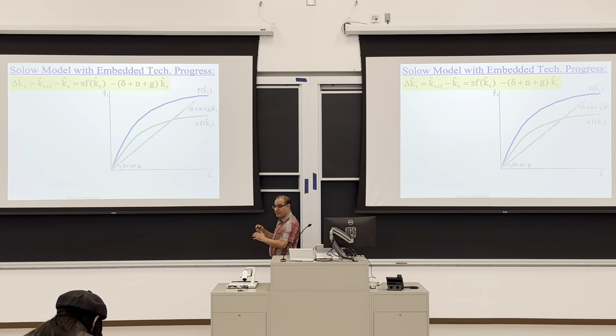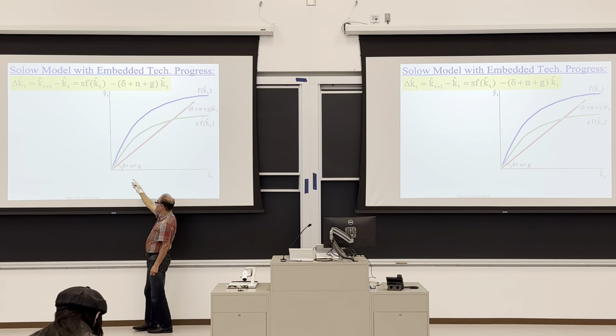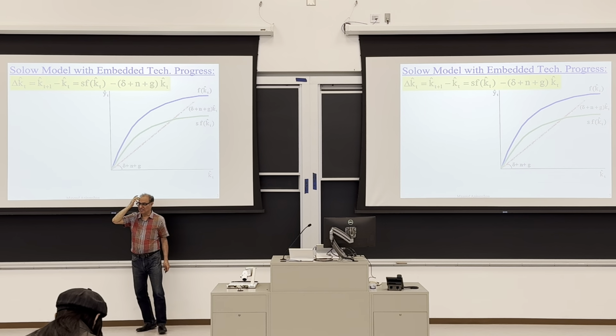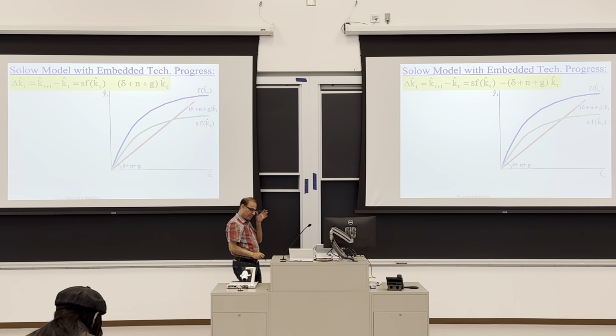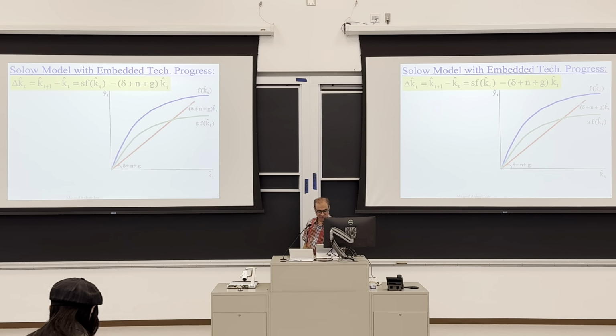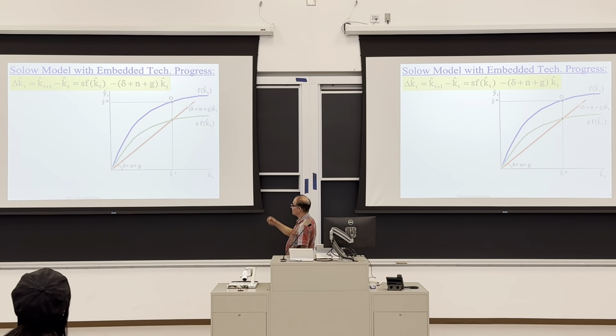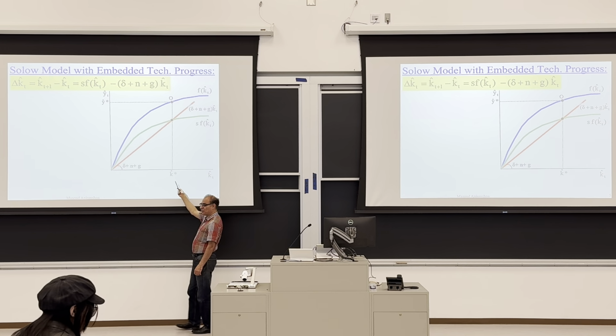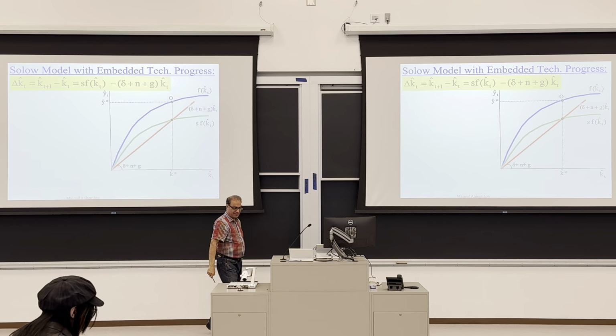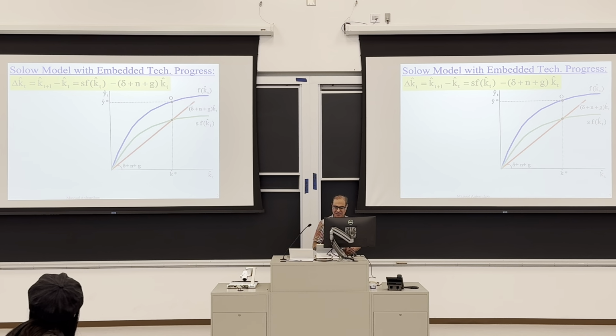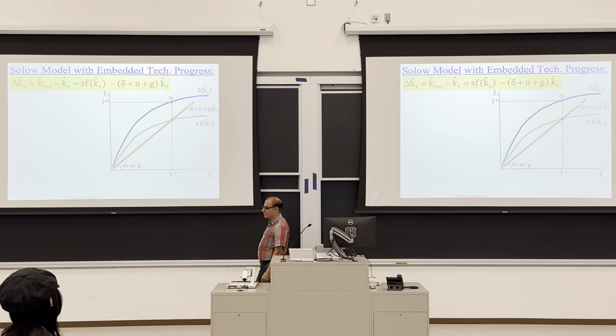So the depreciation line is steeper because it is delta plus n plus g. Okay. So steady state equilibrium, the same idea. Inflow of capital, outflow of capital, per effective worker, everything. Okay. So steady state equilibrium, but in terms of hat: k hat, y hat. Okay, that's it. That is that.